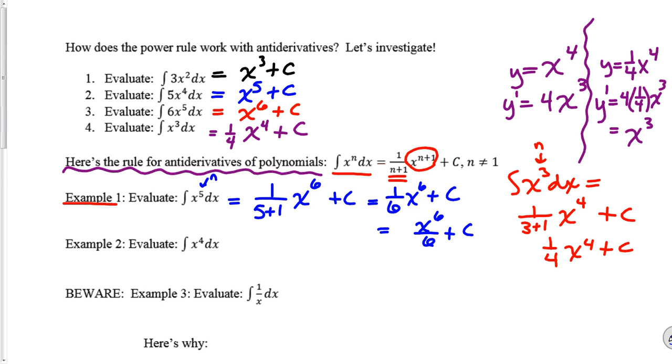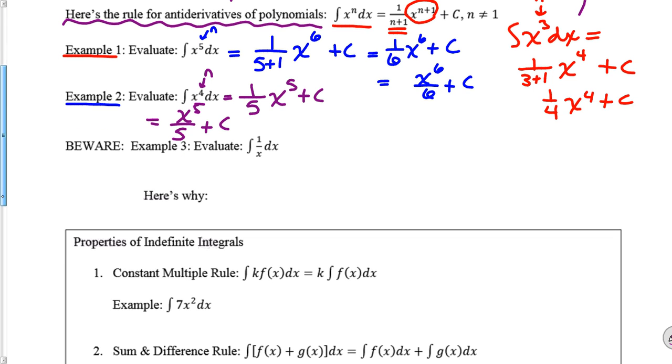So let's look at example 2. We're evaluating the integral of x to the 4th dx. And again, my n is 4, so that's going to be 1 over 4 plus 1, which is 5, x raised to the 4 plus 1, which is 5, and then plus c. Again, if you want to write that as x to the 5th over 5 plus c, that is exactly the same thing.